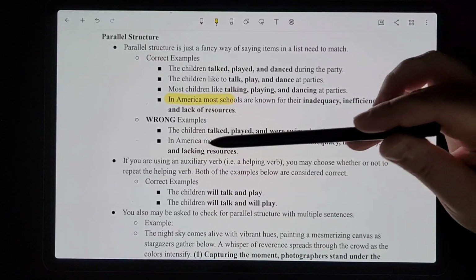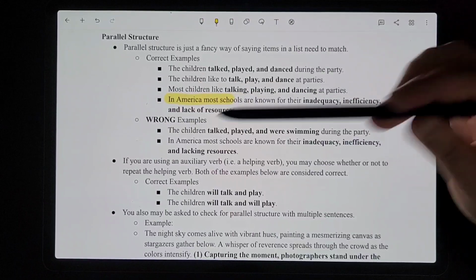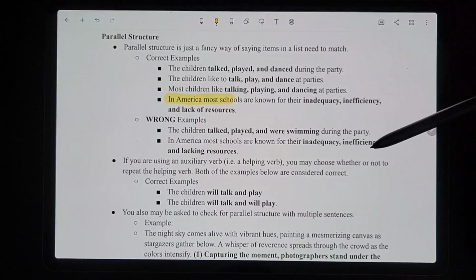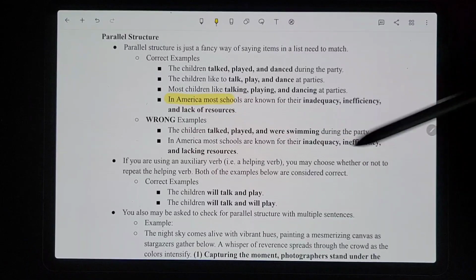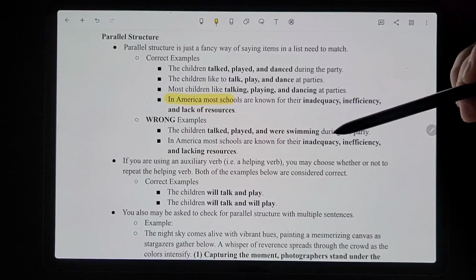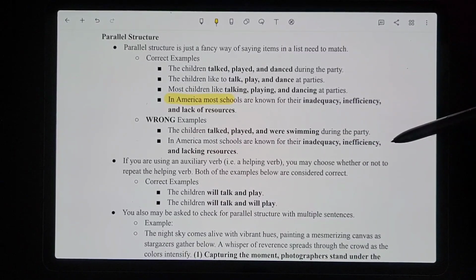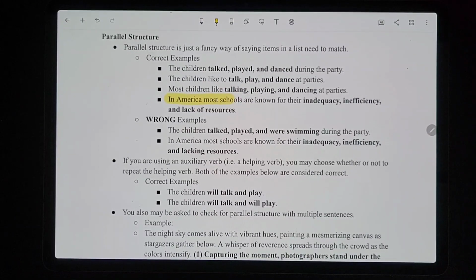And then over here, again, let's pretend it said most American schools. Most American schools are known for their inadequacy, inefficiency, and lacking resources. Lacking resources, that's giving us a verb versus these two, which are nouns. So you're switching it up. You can't do that. They all have to match.